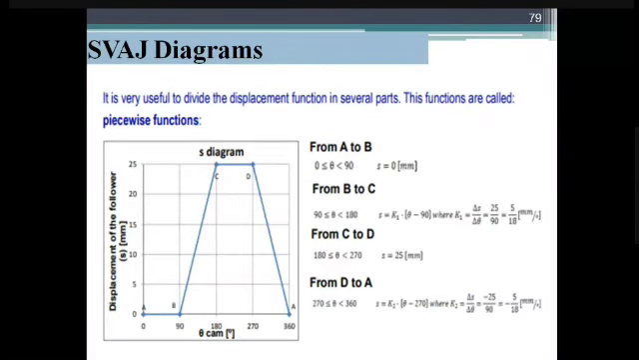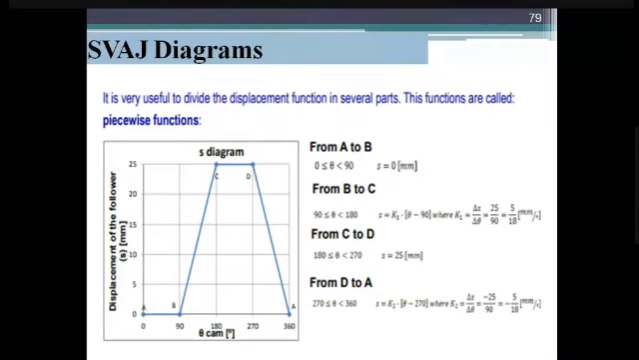It is very useful to divide the displacement function into several parts. Now we can name these functions. From A to B is the first stage, where theta is 0 to 90 degrees and there is no displacement: S equals 0 mm. From B to C, theta ranges between 90 and 180. So what about the displacement S? We have a formula: S equals K1 times (theta minus 90). What is meant by K1? The change in displacement divided by the change in theta.